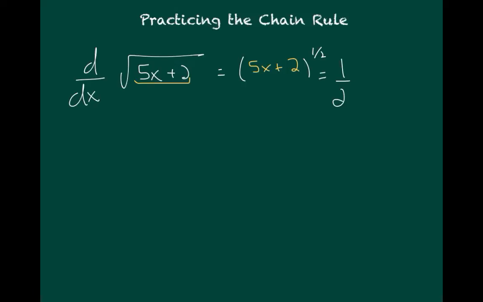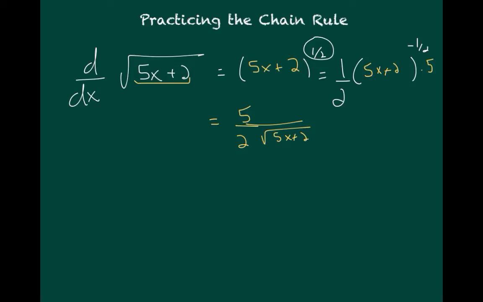Okay, so if we're going to take the derivative of this, the derivative of the outside is 1/2 times the inside, which is 5x plus 2, and then that's going to be to the negative 1/2 power, because we have to use the power rule, and so that exponent gets decreased by 1. But now we have to multiply by the derivative of the inside function, which is just going to be 5. So our final answer would be 5/2 over the square root of 5x plus 2, if you're going to have it perfectly simplified.